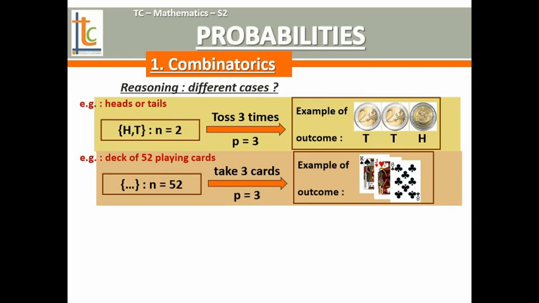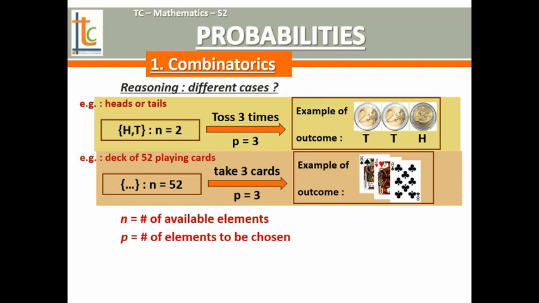So, are there different cases here? Are these two physical examples different from one another, or do they belong to the same category of examples? You have to note that there are two numbers that will be very important for us. N, the number of available elements in the initial set, and P, the number of elements that you want to take to create your outcomes.